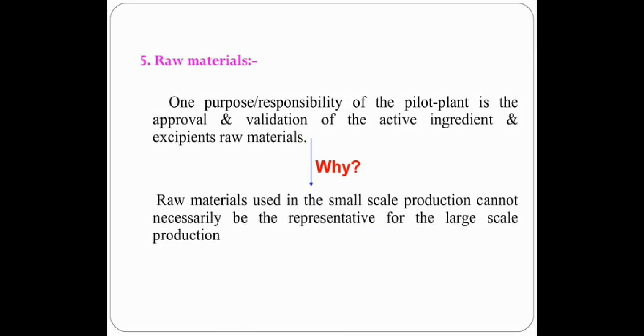Now coming to fifth, raw material, which is very important to produce a new product. One purpose that is the responsibility of the pilot plant is the approval and validation of the active ingredient and excipient, that is raw material. Raw material used in the small scale production cannot necessarily be representative for the large scale production.